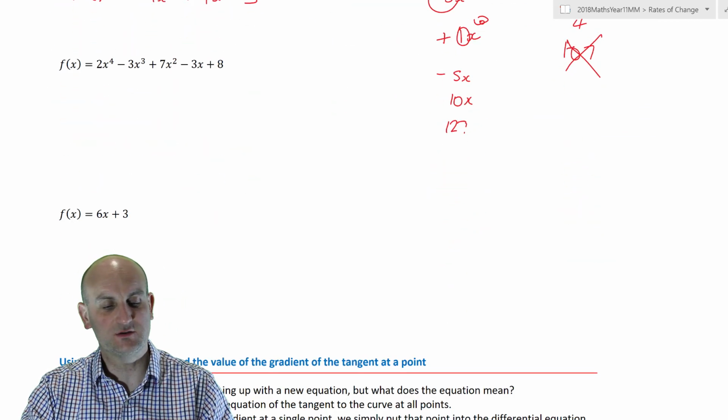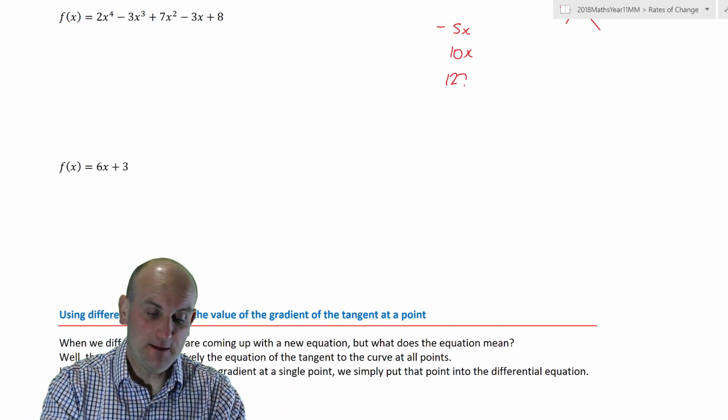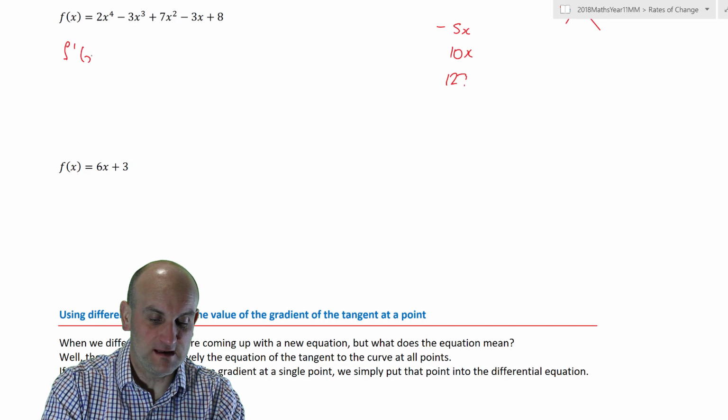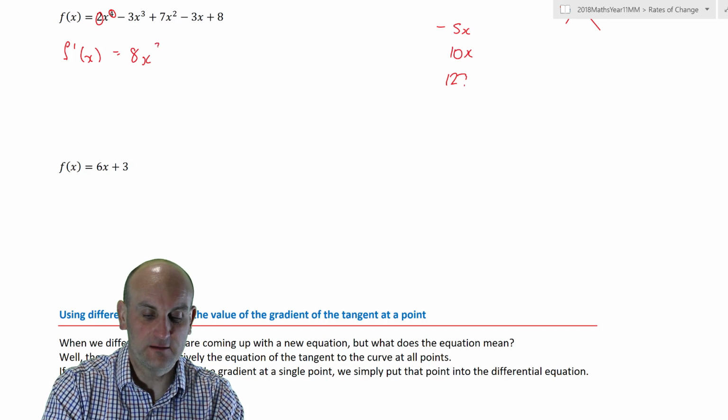Yes. What about the next one? Getting harder? Probably not, just more of the same really. So what about this, how many terms have I got? 1, 2, 3, 4, 5 terms. They're giving me f of x, so I'm going to write f dash of x is given by, so multiply the power, which is 4 by 2, which is 8x, and take 1 off the power.